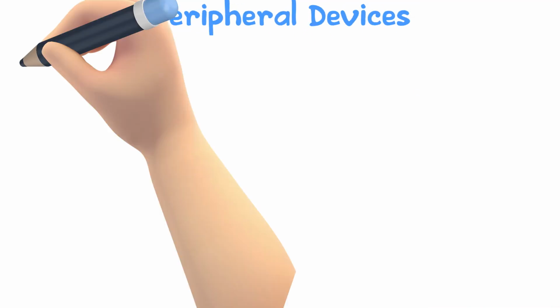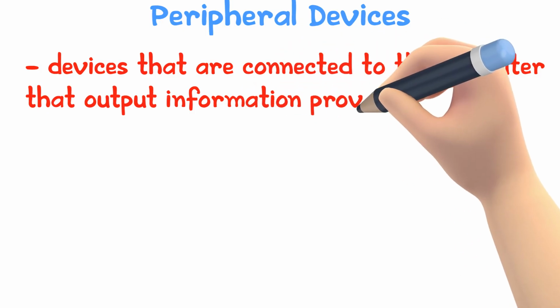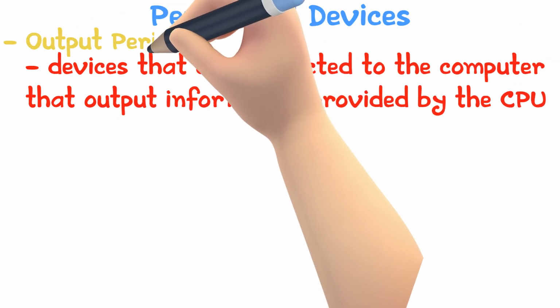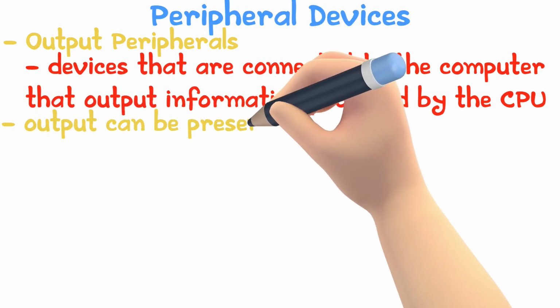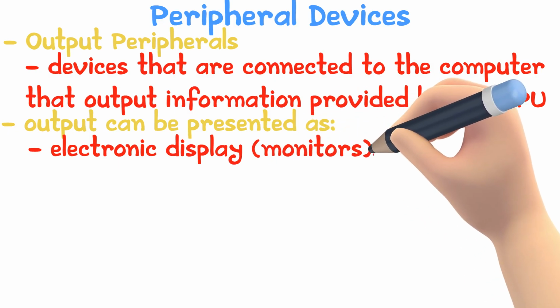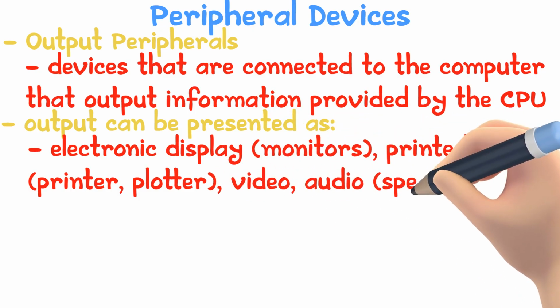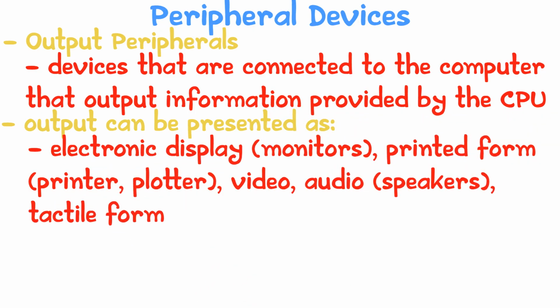Peripheral devices. Devices that are connected to the computer that output information provided by the CPU are output peripherals. The output can be presented through many ways, including electronic display, monitors, printers or plotters, video, audio, speaker, and tactile forms. Let's now dive into the different forms of output peripherals.